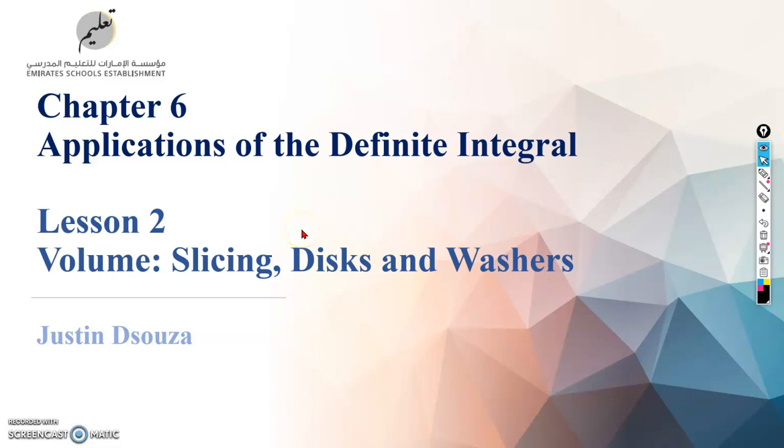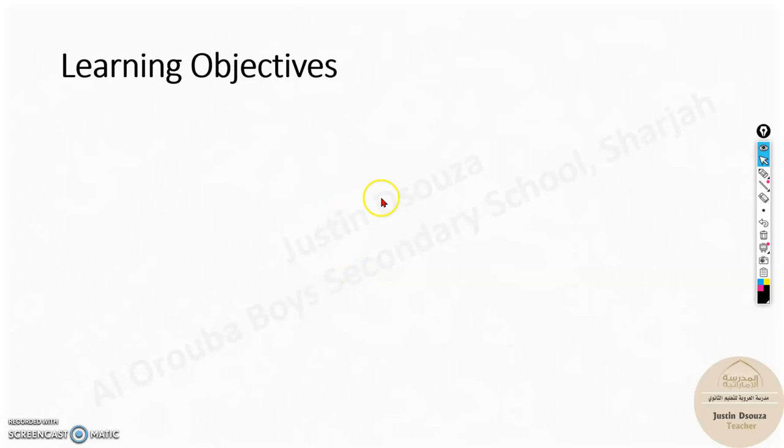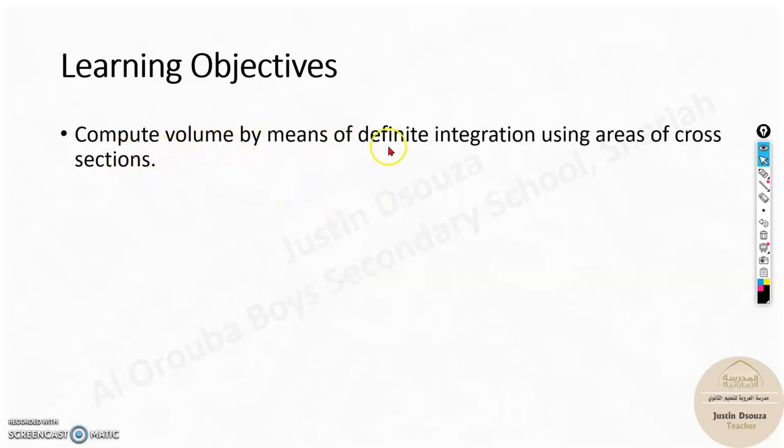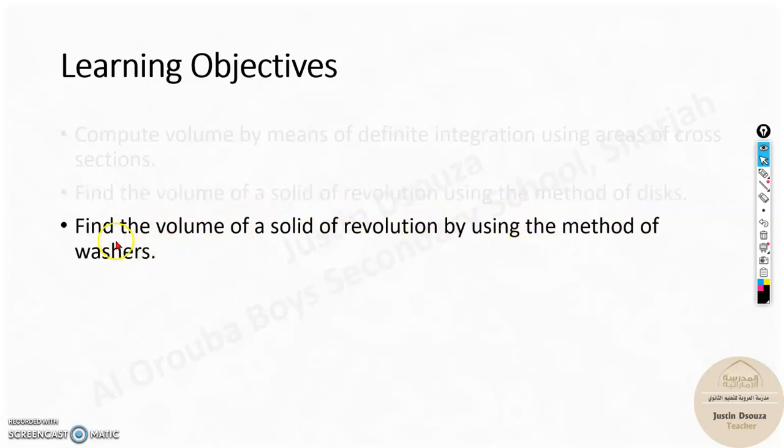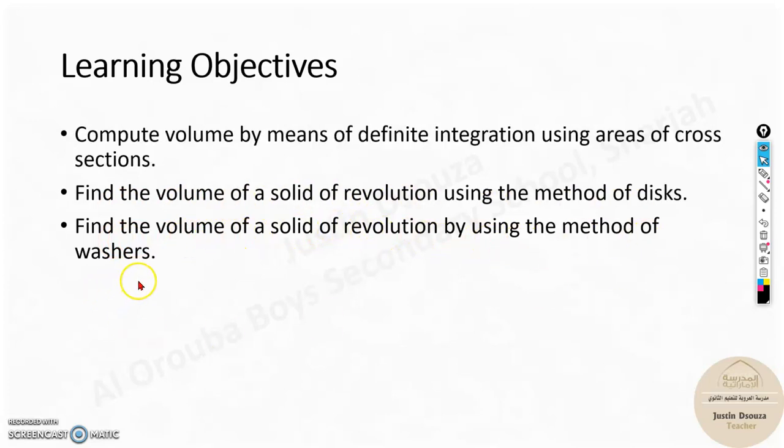The second lesson in chapter 6 is volume, slicing, discs, and washes. These are different methods we will use. The learning objectives of this lesson are: compute volume by means of definite integration using areas of cross section, find the volume of a solid of revolution using the method of discs, and find the volume of a solid of revolution using the method of washes. We will go through all these different methods.